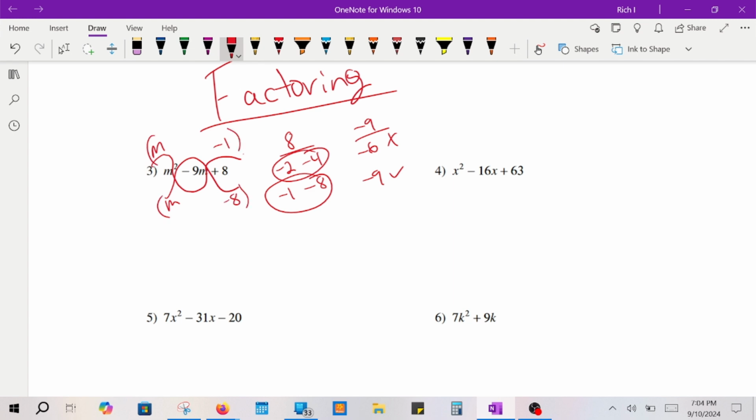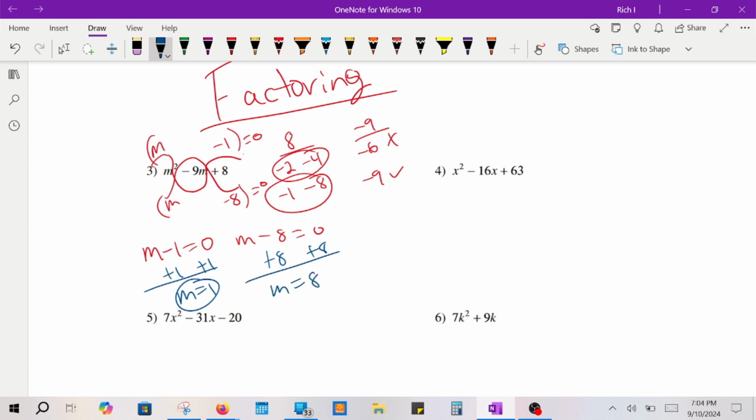Alright, now this is the part that kind of got you in trouble on the test. So remember, you have to set both of these equal to 0. Alright, so we have m minus 1 equals 0, and then m minus 8 equals 0, and then you solve for both. Alright, so we're going to add 1 to both sides here, and we get m equals a positive 1. And over here, we're going to add 8 to both sides, and we're going to get m is equal to a positive 8.